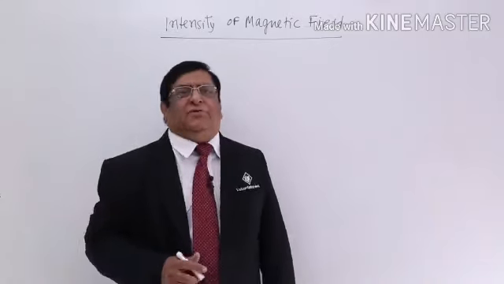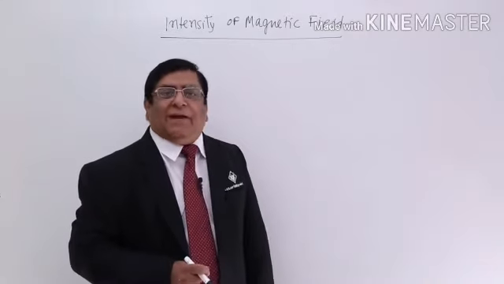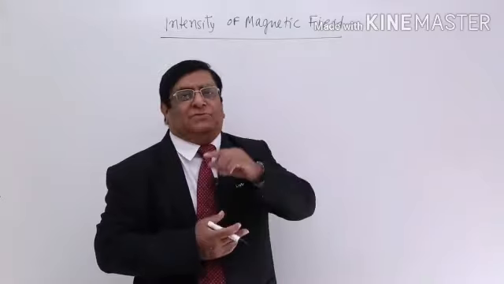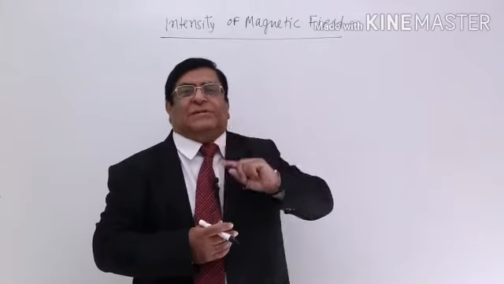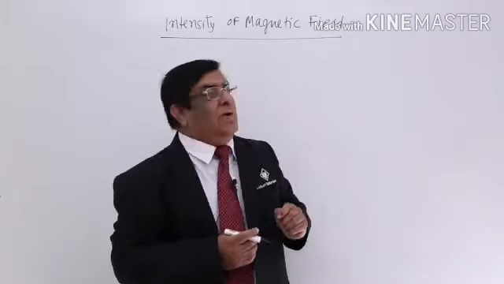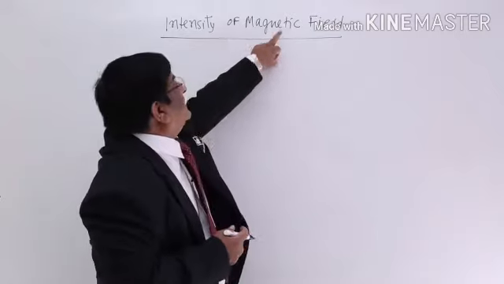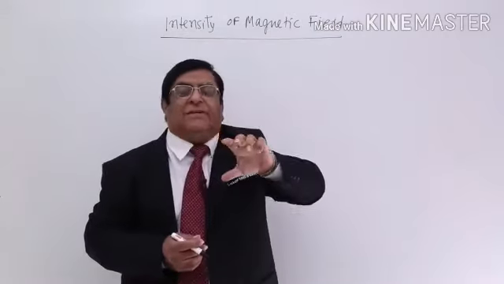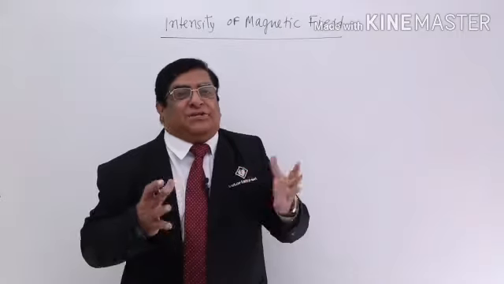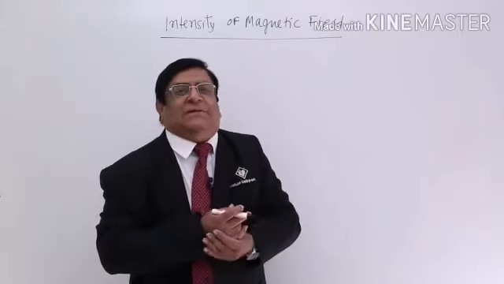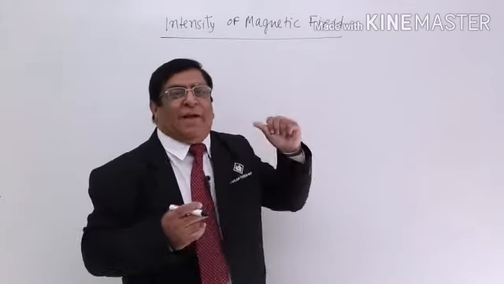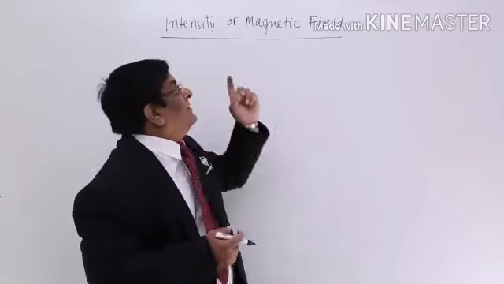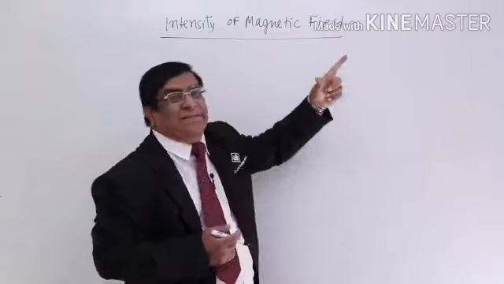We have seen the introduction of magnetic field. Magnetic field is a property of the space where a charge which is in motion experiences a force. Now we want to know what is meant by intensity of magnetic field, because in physics everything is measured. Measurement is the essence of physics. So this magnetic field we are trying to define, and we also want the measurement of its intensity.